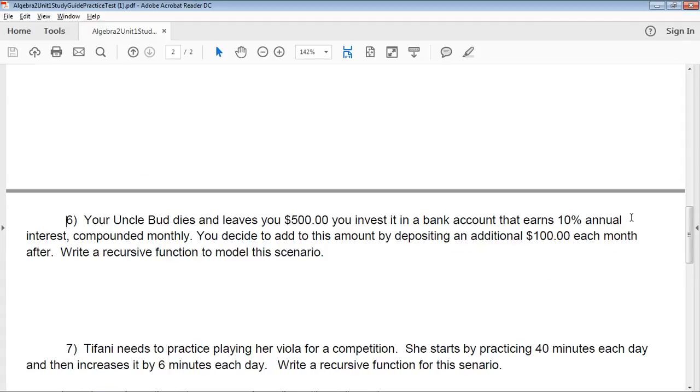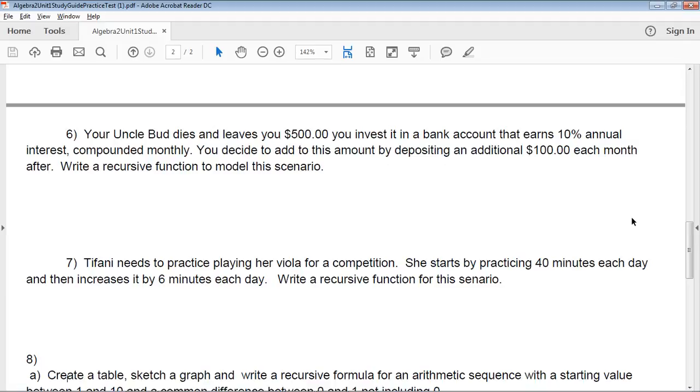Question 6. Your Uncle Bud dies and leaves you $500 you invested in a bank account that earns 10% annual interest compounded monthly. All you have to do for these words is remember compounded monthly. If you remember, there are 12 months in a year, it just means we take the interest and divide it by 12, and that's how much you will be making each month. Okay, so just keep that in mind. And we're also depositing an additional $100 each month after. Write a recursive function to model this situation.